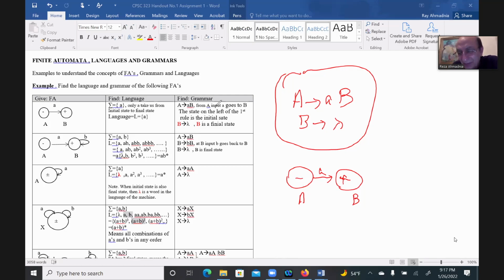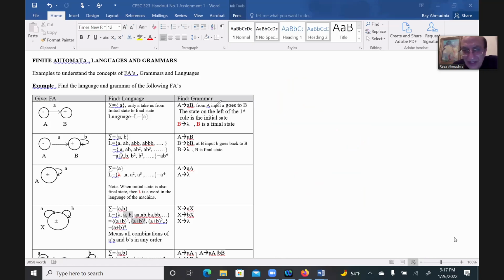Got it? Okay, now look at this one here. My machine has two states, A and B. From the initial state, if I put A, I enter state B. At state B, no matter how many coins B I drop, I end up at the same state. What is the language of this machine?